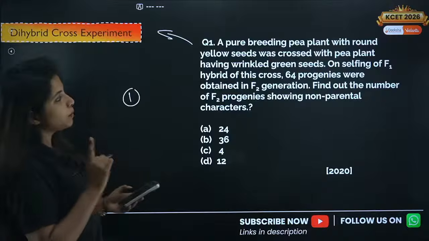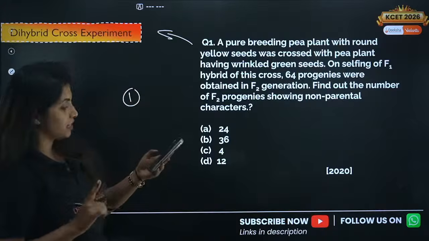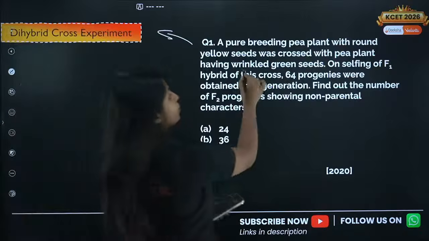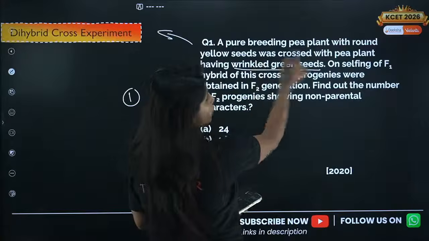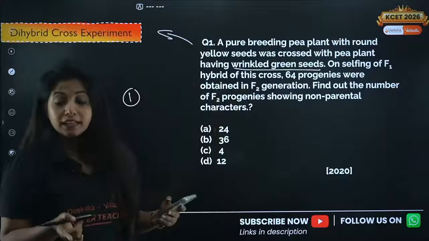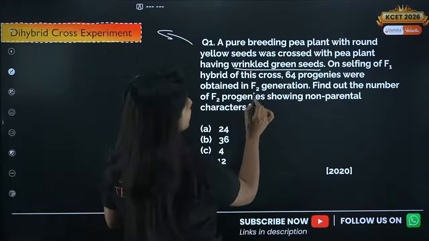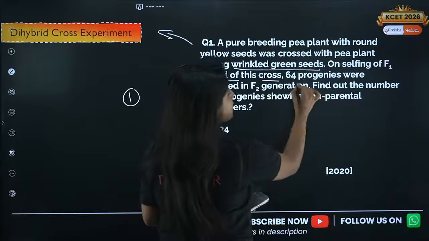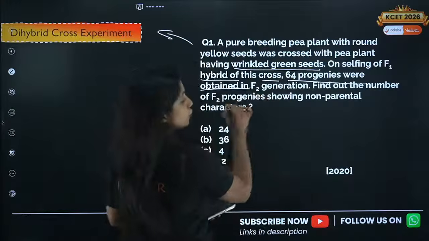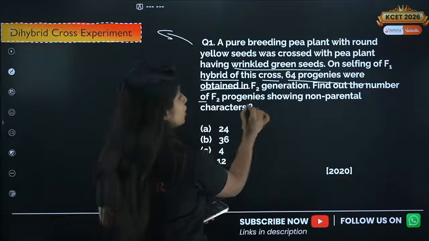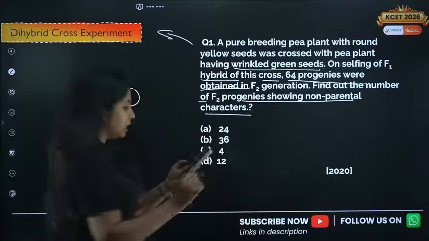This question is from the concept dihybrid cross experiment. A pure breeding pea plant with round yellow seeds was crossed with a pea plant having wrinkled green seeds. Round and yellow seeds plant was crossed with wrinkled green seed plants. On selfing of the F1 hybrid of this cross, 64 progenies were obtained in the F2 generation. Find out the number of F2 progenies showing the non-parental characteristics.